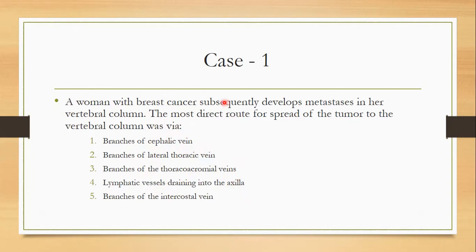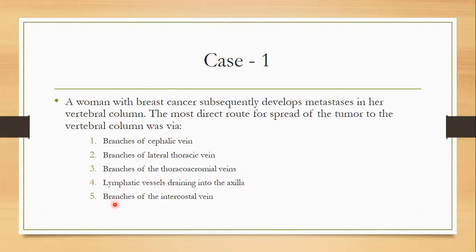Now, we might get fooled that since it is a cancer, there is a high chance that the cancer might have spread to the vertebral column through lymphatic vessels. But look what is happening here. All the lymphatic drainage from the breast ends up in the axilla. It does not go to the vertebral column. So this option also is eliminated.